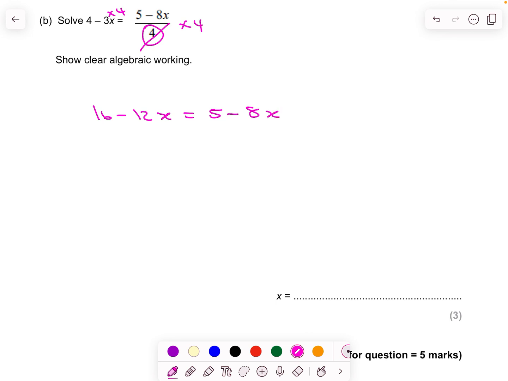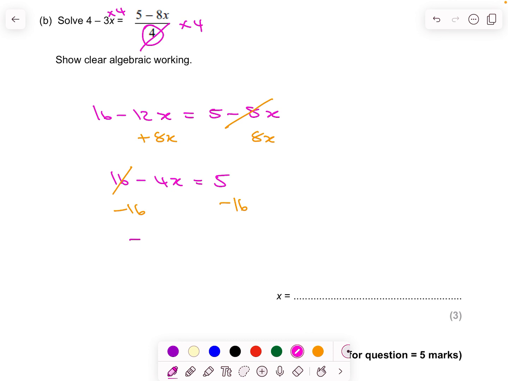I am going to, I think, keep all my x's on the left-hand side. So I'm going to add 8x to both sides, which is the opposite of taking away 8x. So that gets rid of it there. And what I'm left with here is 16 take away 4x equals 5. And then I'm going to take away 16 from both sides.